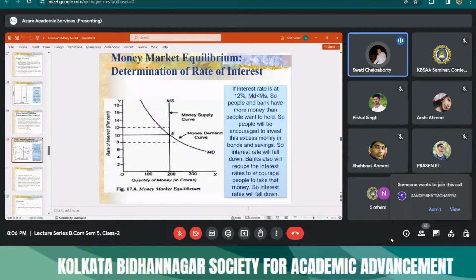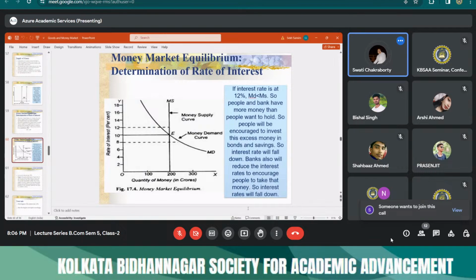So there is more money in circulation than what people actually demand, what they want to hold. Excess supply of money means what will happen? What should the central bank do to ensure that people hold more money? Why is there excess supply of money? Because demand is less. Why? Because people have invested money in securities. So what do the banks do? They start reducing the rate of interest on the securities, on the bonds, on the savings.